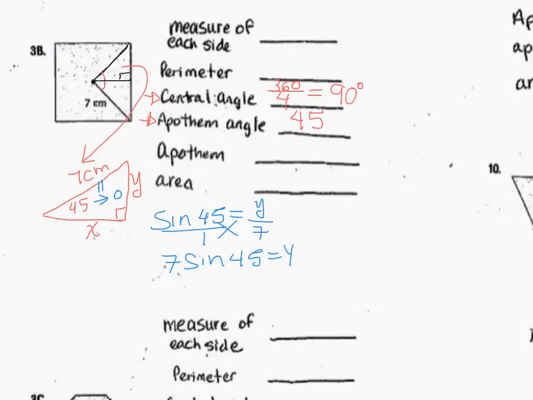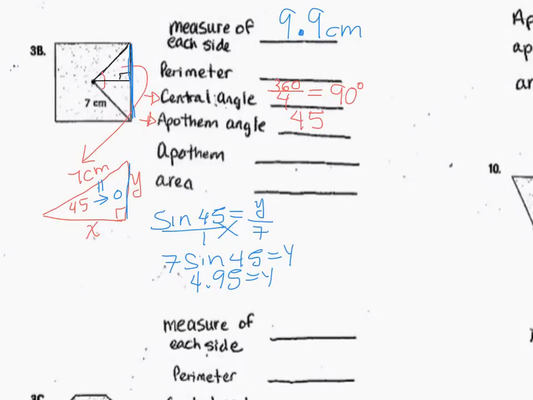4.95, that is right. So 4.95 is the y, which is half of the side. So what is the whole side? What do we do to get the whole side? Multiply by 2, that's right. So the length of the side would be 9.9, so it's 9.90 or 9.9 centimeters.